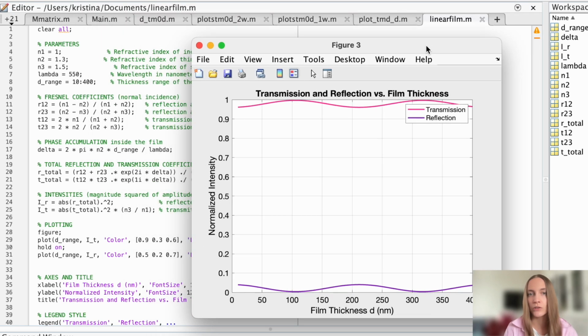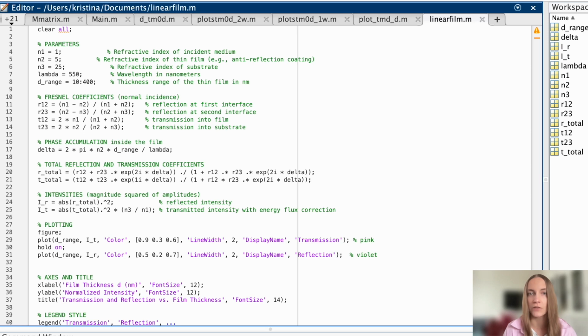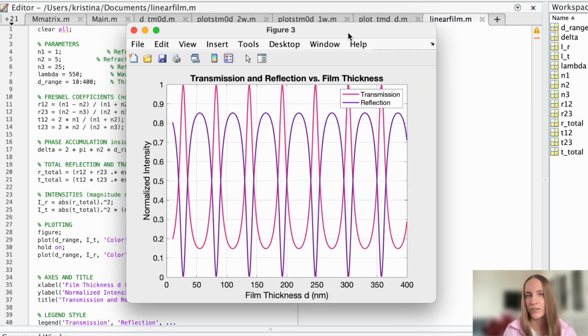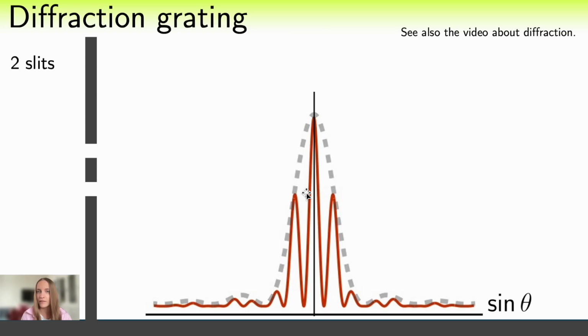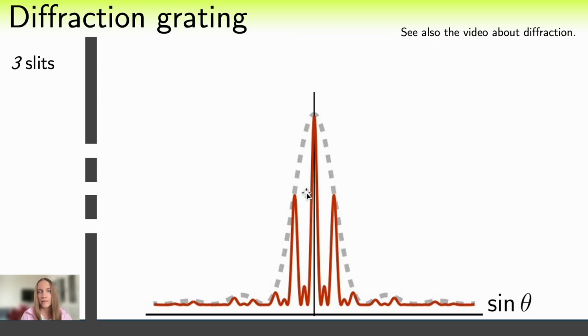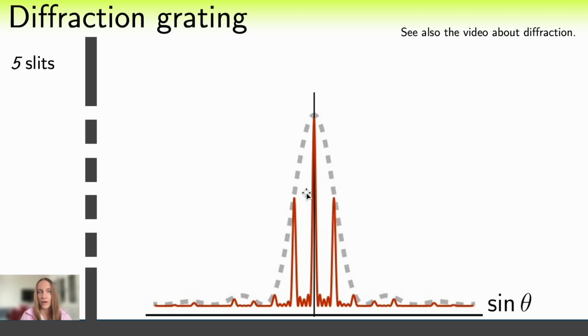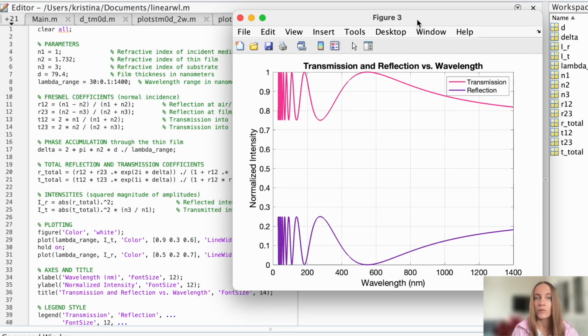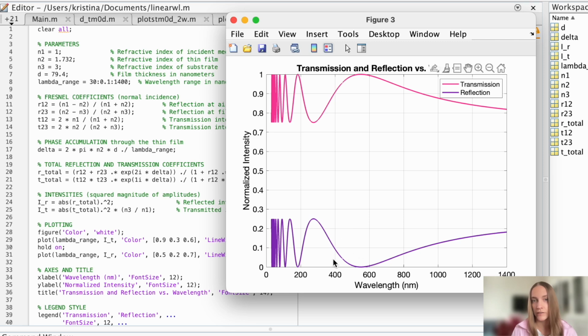First, we will plot how the reflection and transmission coefficients depend on the thickness of the film. The result might loosely resemble diffraction from a grating with an infinite number of slits, and in fact, that's not far off. A thin film essentially produces interference from an infinite number of internal reflections. Now let's look at the dependence on wavelength. We will also check the anti-reflection condition.